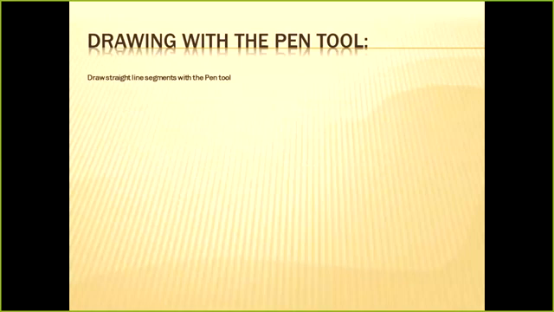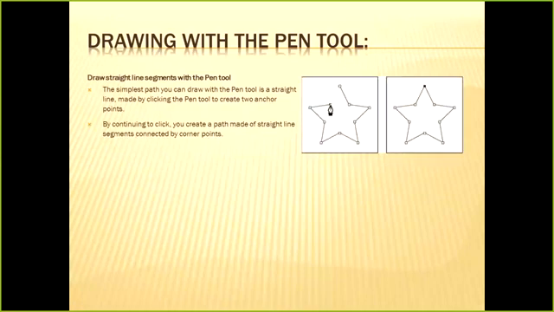Now, the pen tool, we're going to do an exercise on this, but I just want to quickly show you this. The simplest path you can draw with a pen tool is a straight line, made by clicking the pen tool to create 2 anchor points. By continuing to click, you create a path made of straight line segments connected by corner points. Take a look at these 2 sketches here. Here is a star shape. One of the exercises that you're going to do is to create the star shape. And how you do this is there is a template that you're going to download, and you're going to use this template to walk you through this exercise.